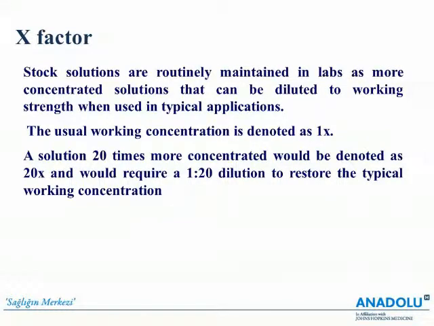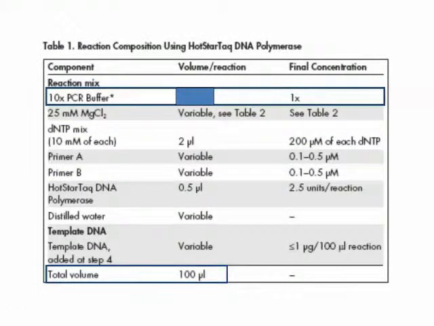And to make it a 1x working solution, we would have to dilute it 1 to 20 and restore our typical working concentration. This is again an example of a PCR setup. Let's say in this setup we use a 10x PCR buffer, and the final working concentration we have said would be 1x. How much of this should we use for a total volume of 100 microliter mix? We should be taking 10 microliters.